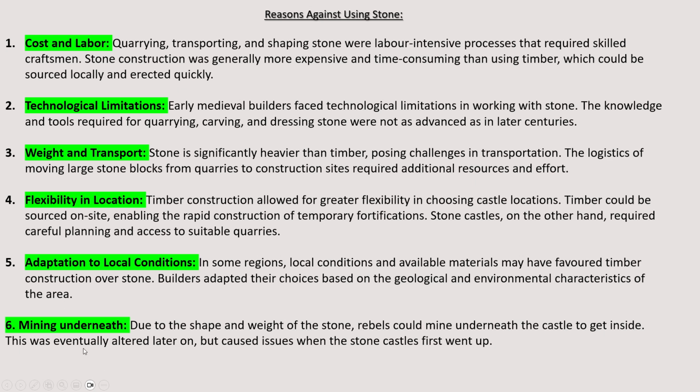Another thing that they can add to that is that people start mining underneath, so rebels can mine underneath the corners of the castle to get inside, and this is altered later on, such as in King John's time. They start to round off those edges.